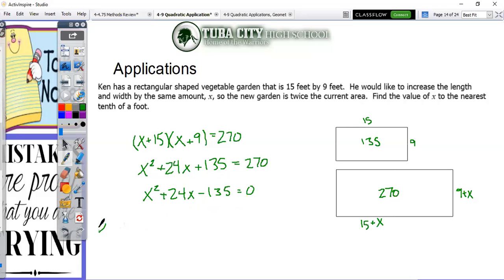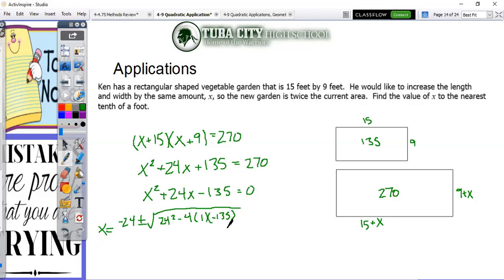Quadratic formula, and I'm not going to write it out on this one because that would take a while. So negative 24. We have negative b plus and minus the square root of b squared minus 4ac, which in this case is 135.